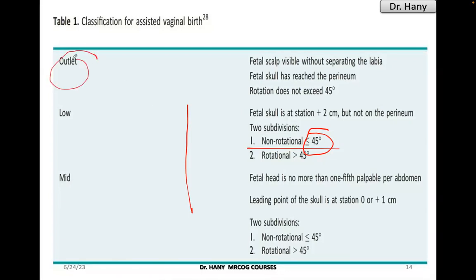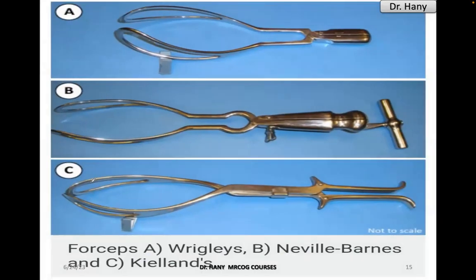The outlet is from down, the fetal scalp visible without separating the vulva, the skull on the perineum, non-rotatory. It's already outside. 0 plus 1 is mid-cavity, plus 2 or more not in the pelvic floor, low. Rotatory or not rotatory in the midline or no. These are the 3 forceps: Neville Barnes, Wrigley's for the outlet, and Keilland, the rotatory forceps.